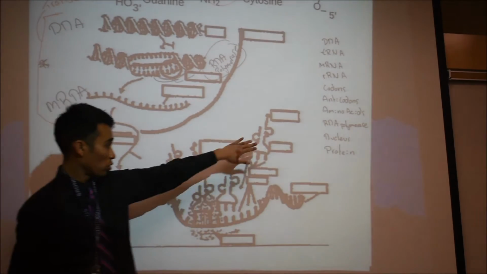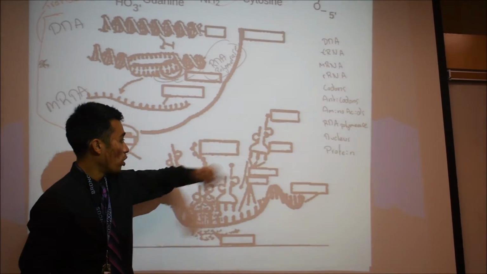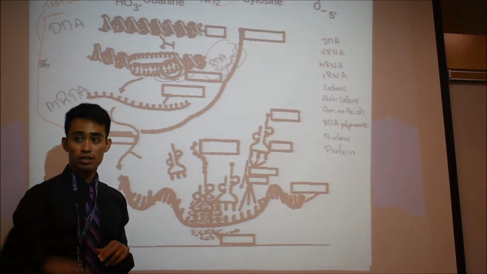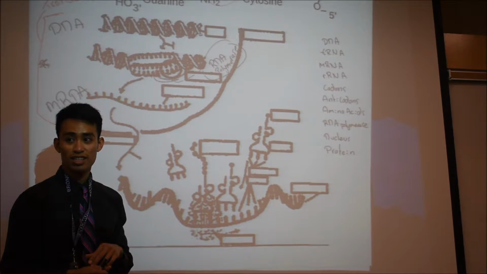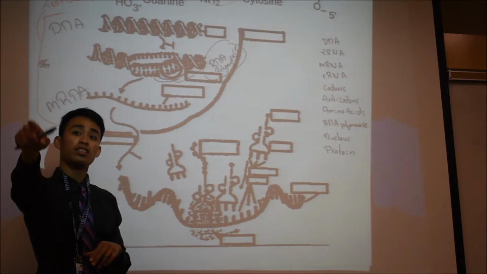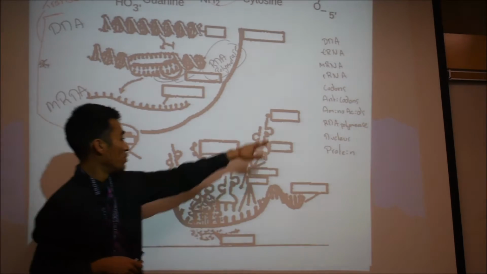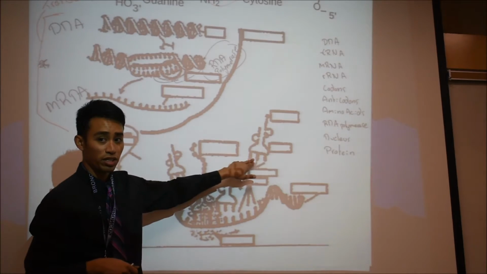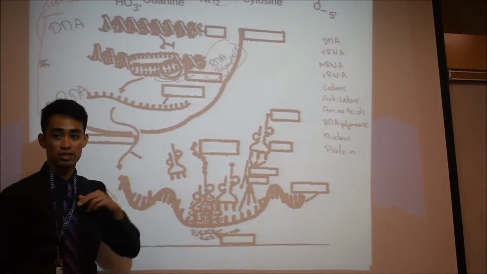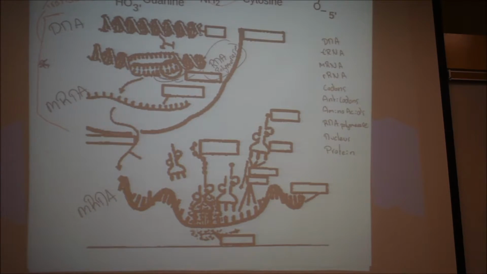tRNA, that's right. This whole structure is called tRNA. What do we call the top thing? Amino acid. What is the thing down here? In the pink. Anticodon? That's right. Cool.